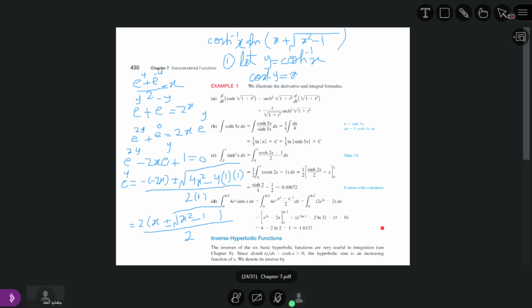Then from the numerator we take 2 as a common factor, so we get 2 divided by 2, which is 1, so it cancels. Thus we have e power y, as we did in the previous question, equal to x plus or minus square root of x square minus 1.